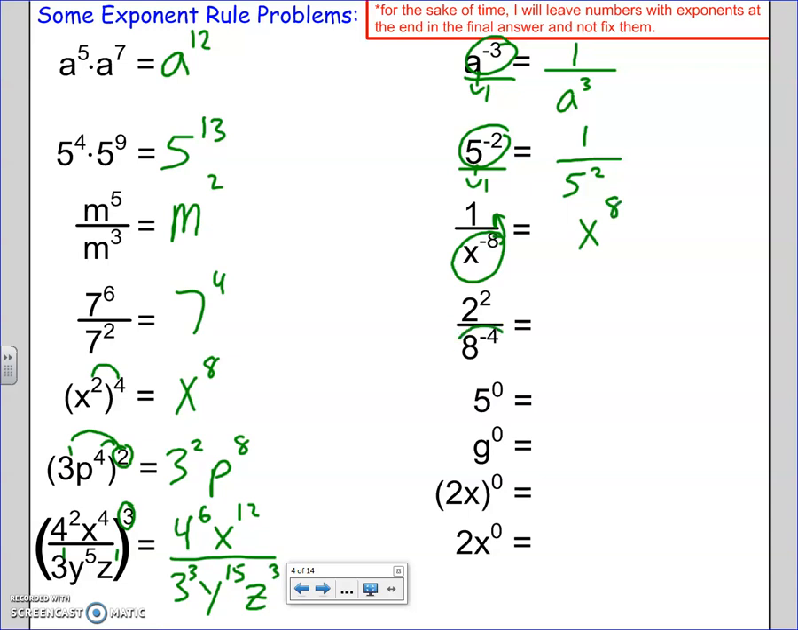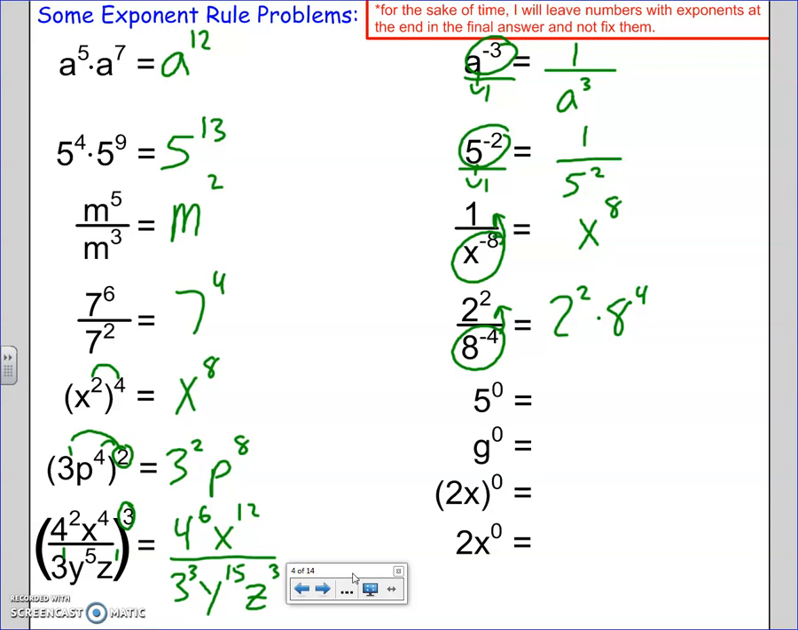This next one, this negative exponent has to go up. So this will be 2 squared times 8 to the 4th. And those do not combine. You have to figure out what 2 squared is. 4 times whatever 8 to the 4th is and multiply that. But you cannot say 2 times 8 is 16 to the 6th power.